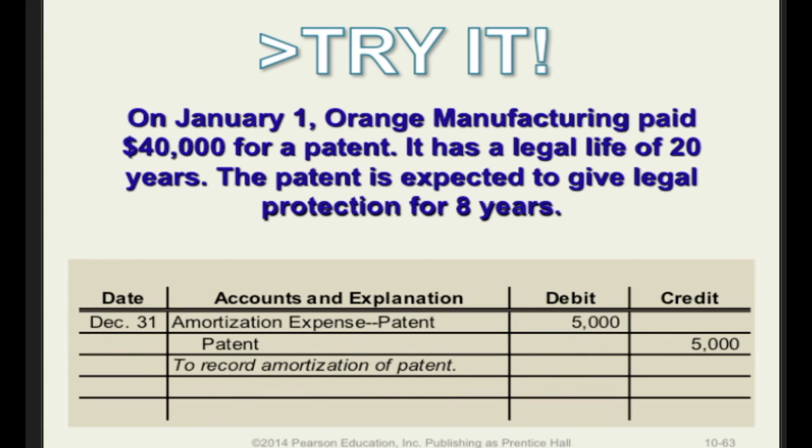Amortization of this patent is a simple computation of cost divided by estimated useful life. In this case, the amortization for the year is $5,000, or $40,000 divided by the 8 years that we estimate this will be useful for. The entry will require a debit to amortization expense for $5,000 and a credit to patent for $5,000. And remember that the credit to patent here is the actual asset account, patent. So again, as was mentioned before, there's no contra account that holds the total amortization that has gone on and nets it against the value. This is just going to directly reduce the value of this asset.